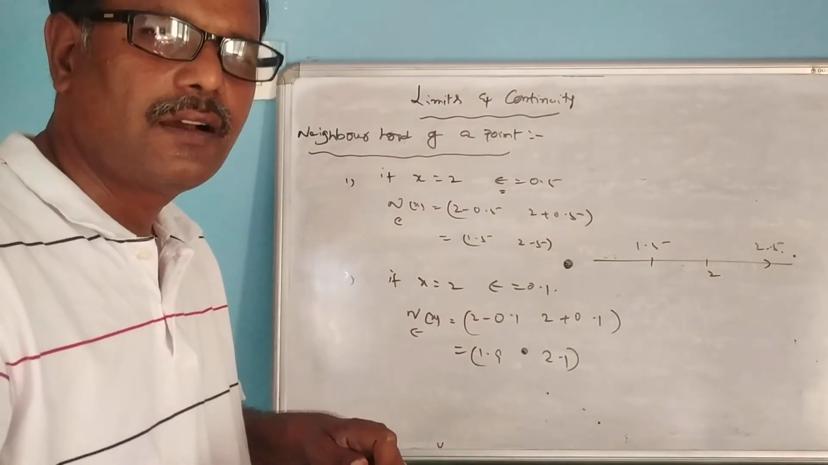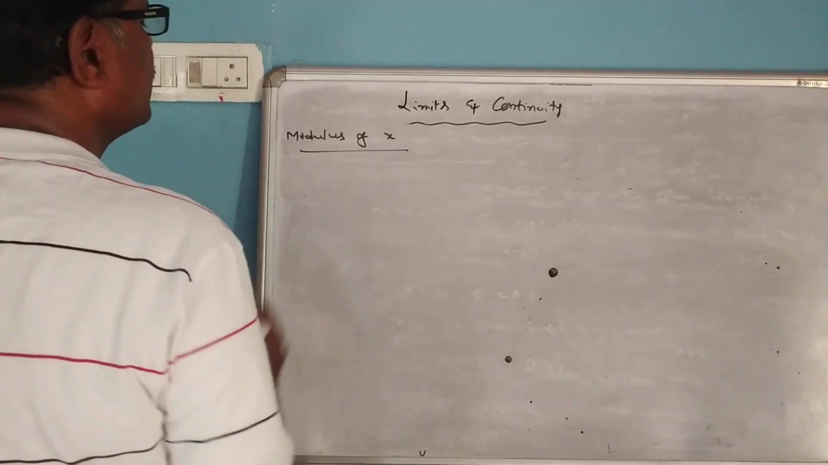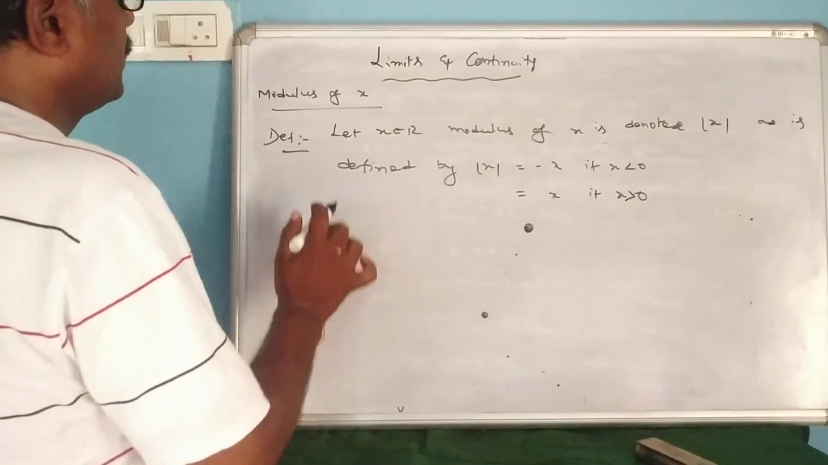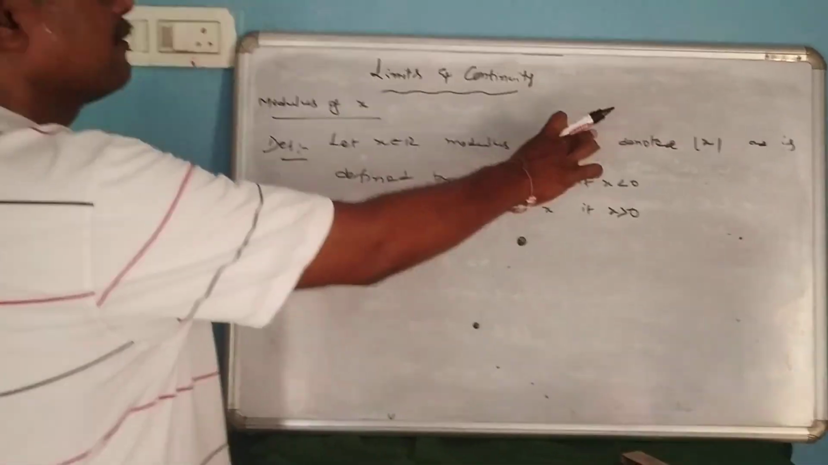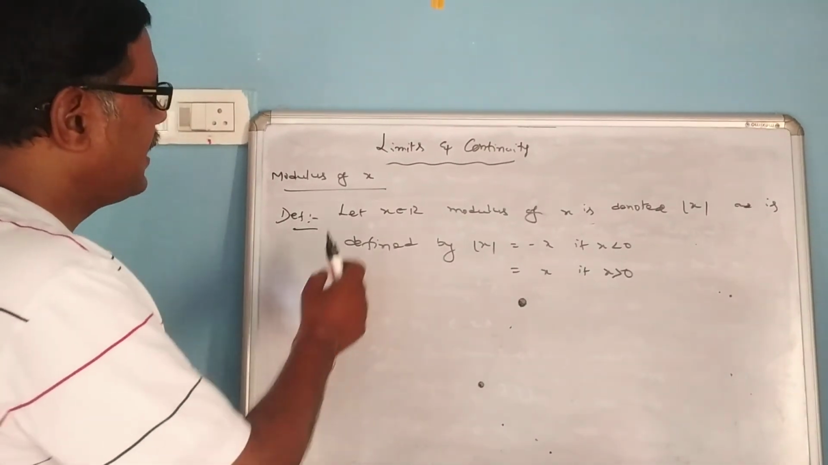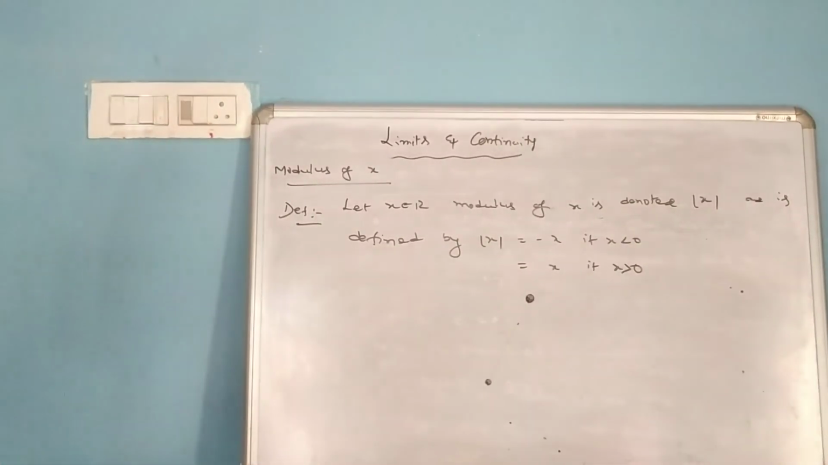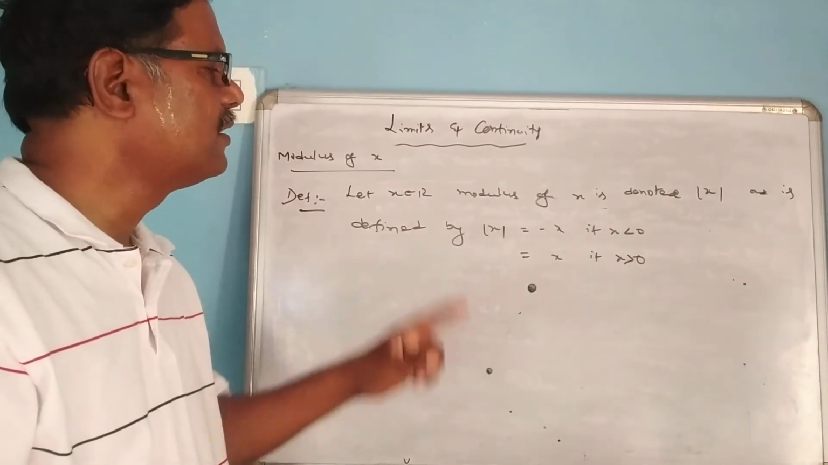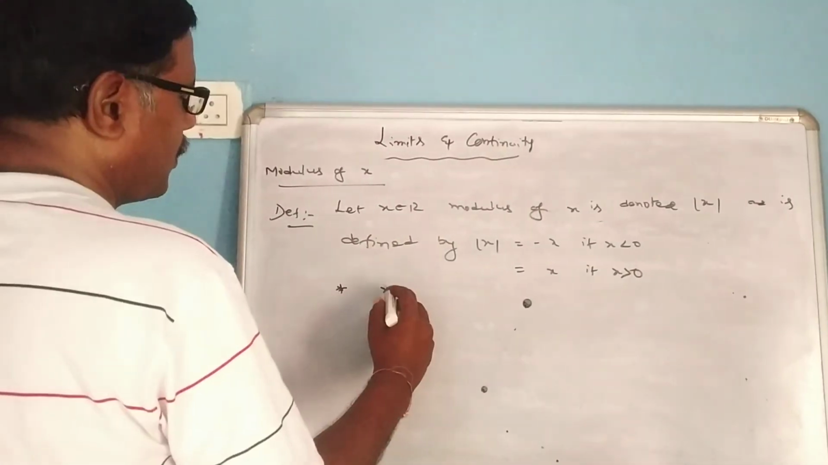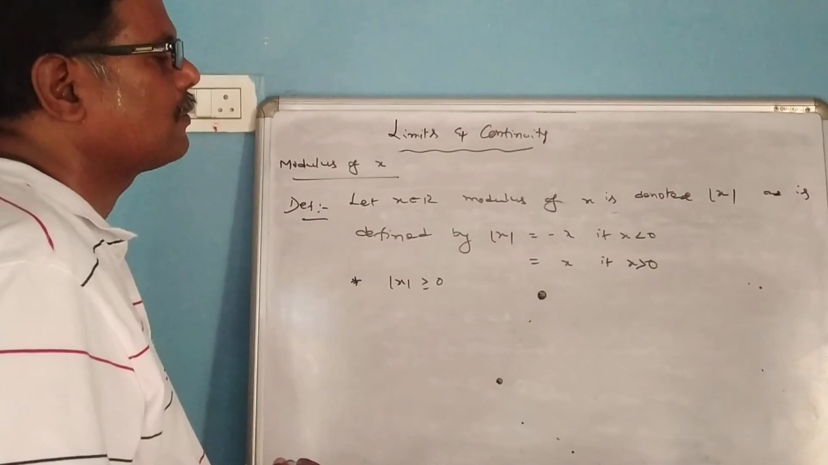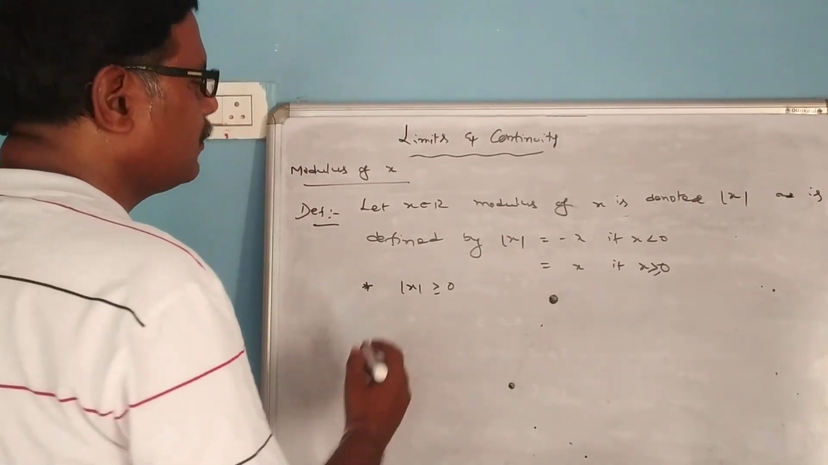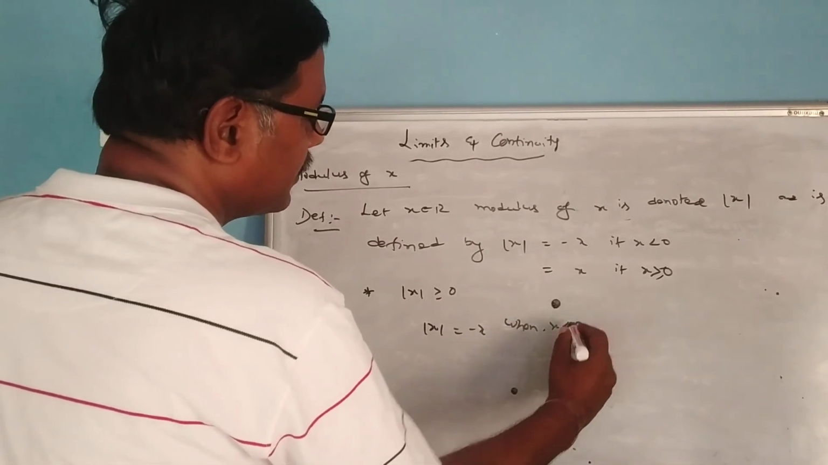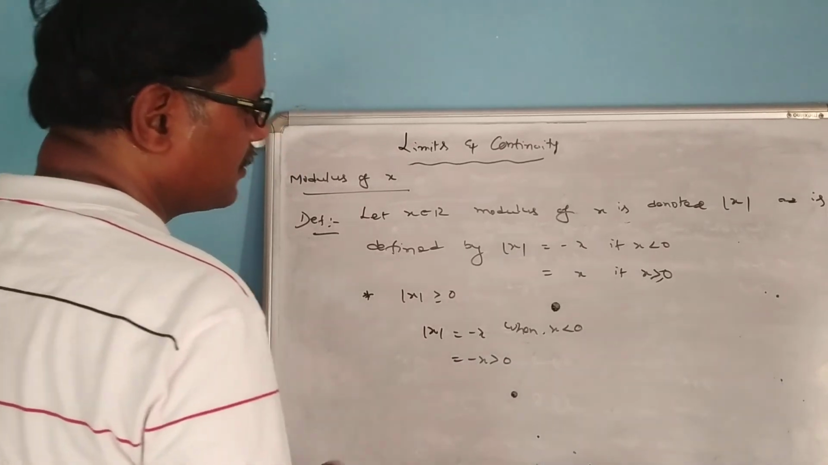Next we must know the modulus of x. This is one of the definitions that frequently comes up in limits and some problems in calculus. Let x belong to R. The modulus of x is denoted by mod of x and is defined by: modulus of x is equal to minus x if x less than 0, and equal to x if x greater than 0. Friends, mod of x is always greater than or equal to 0, because when x less than 0, minus x is greater than 0.